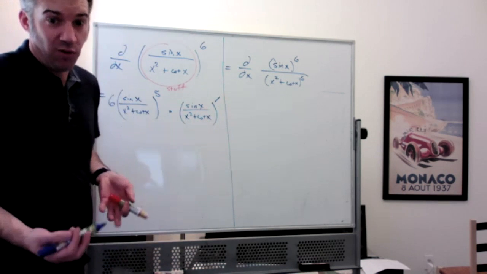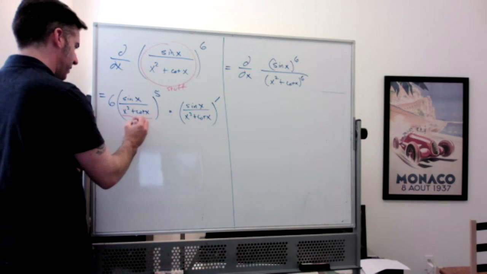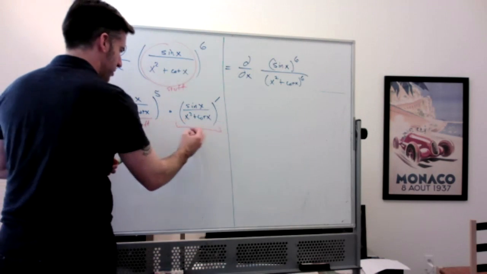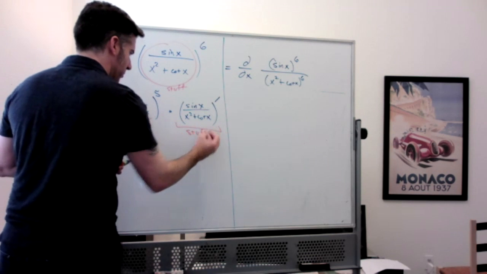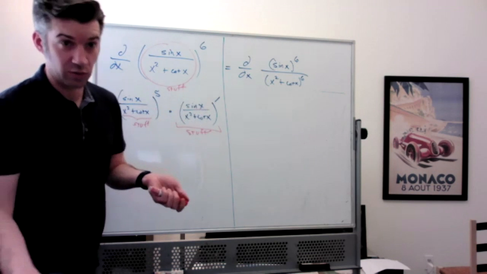Meaning I have to write more, right? I'm not done, but I just want to point out, here's my stuff that's being raised to the 5th power. And over here I'm multiplying by the derivative of that stuff. And then we actually have to do the derivative of that stuff using the quotient rule.